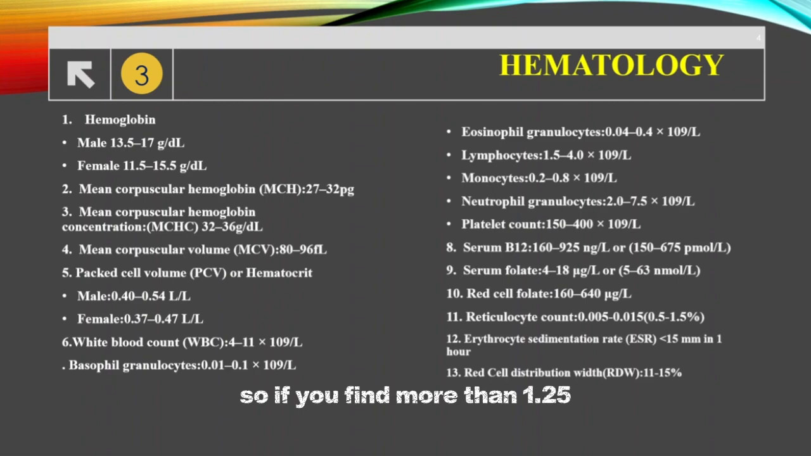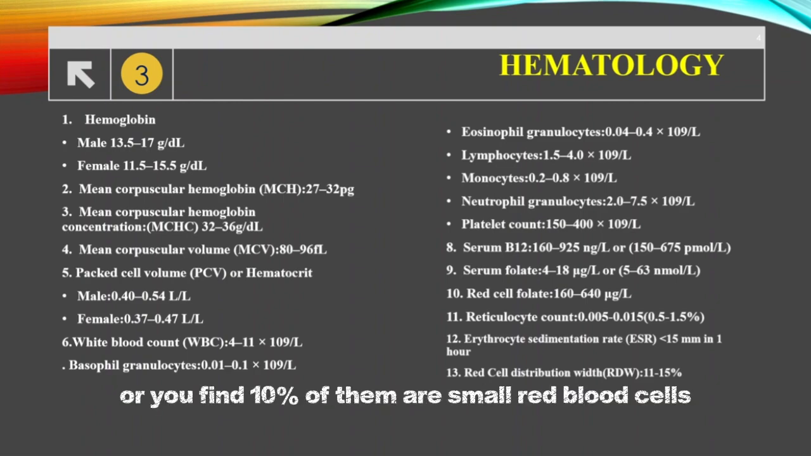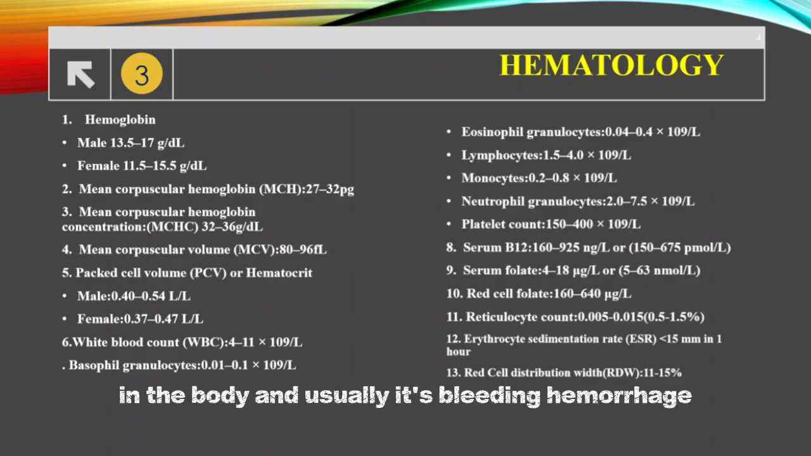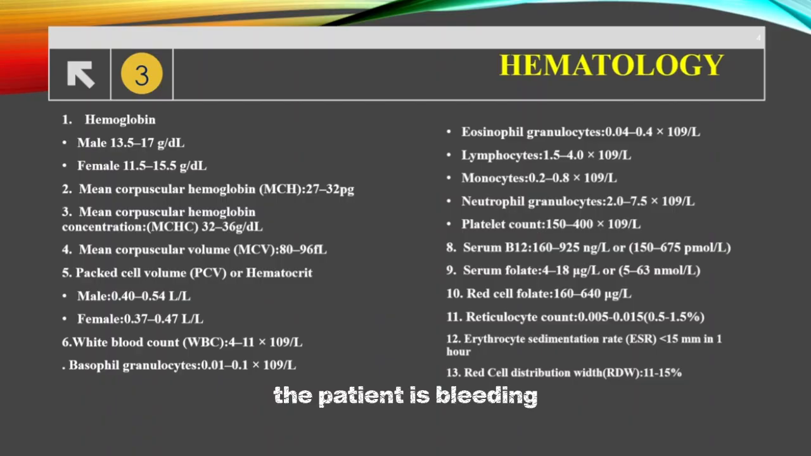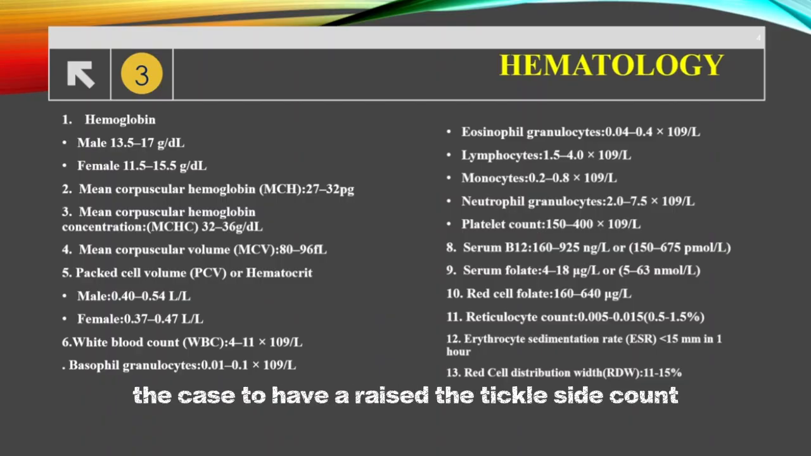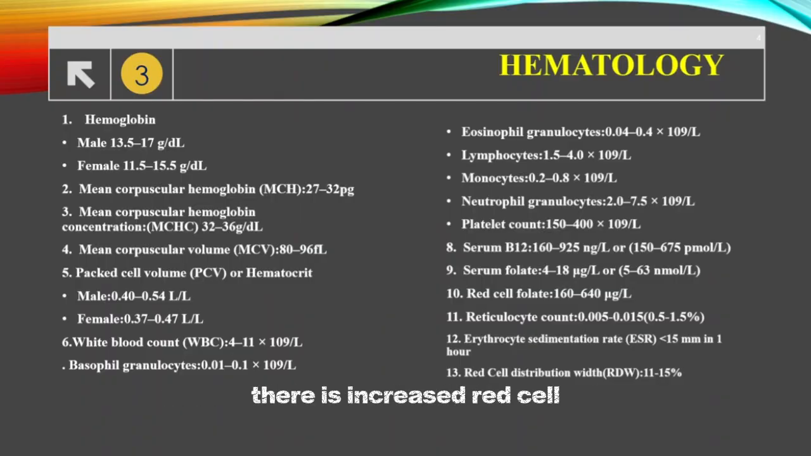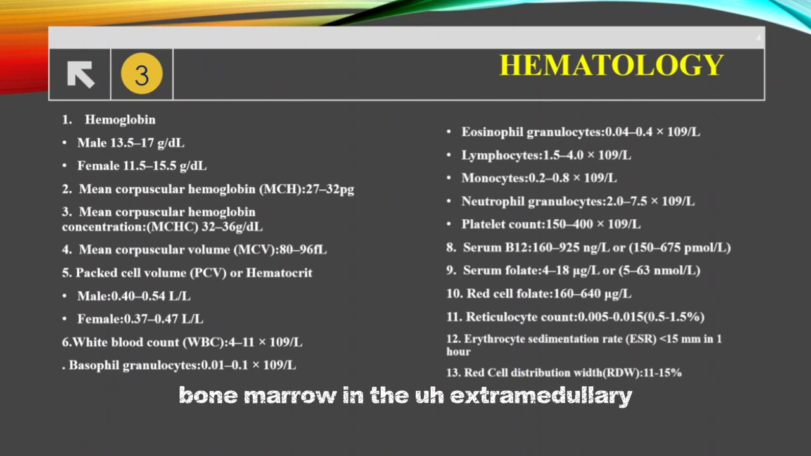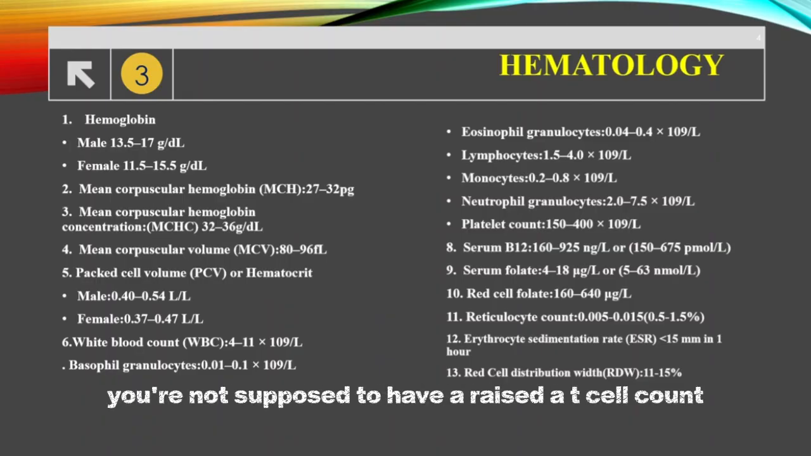So if you find more than 1.5%, for example, you find 5 or 10% of them are immature red blood cells, it should indicate to you that something is ongoing in the body, and usually it's bleeding, hemorrhage. The patient is bleeding, and they get a raised reticulocyte count, which is called reticulocytosis. Or the patient is having hemolysis, like what happens in sickle cell disease because of the hyperhemolytic crisis that they tend to have. There is increased reticulocyte production by the bone marrow and in extramedullary sites. That's very, very important to remember, by the way. So in short, you're not supposed to have a raised reticulocyte count.